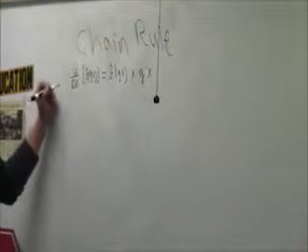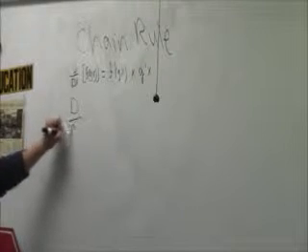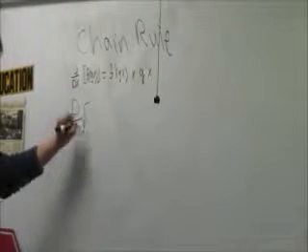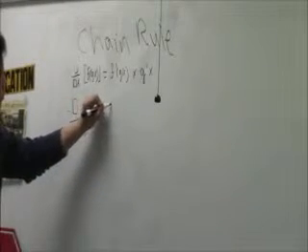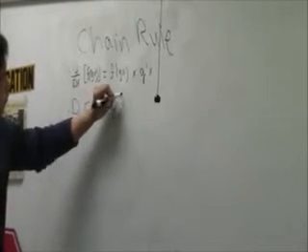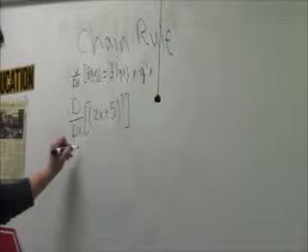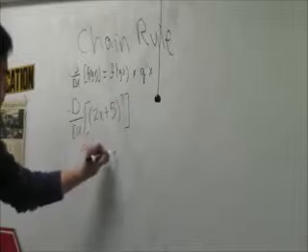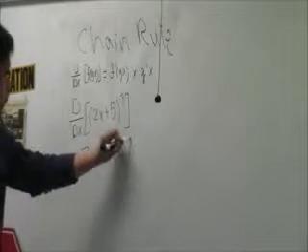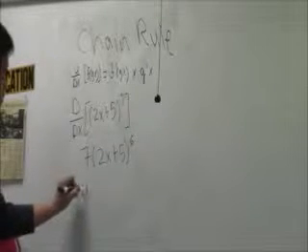Alright, now we're going to do a more complex problem. So, d over dx of, let's say, (2x plus 5) all to the 7th. Now don't get confused here. It's the exact same. We're going to follow the same steps. So first we take the derivative of the outer function. Then we take the derivative of the inner function and multiply it by the first number we got.